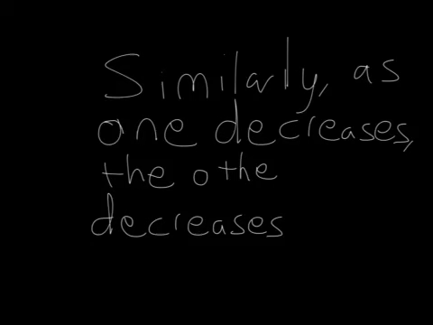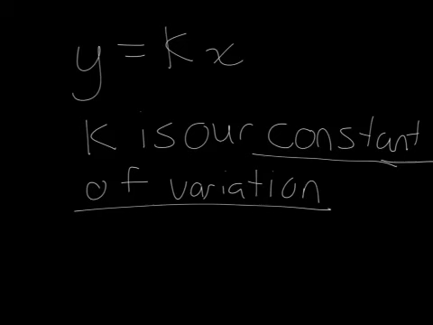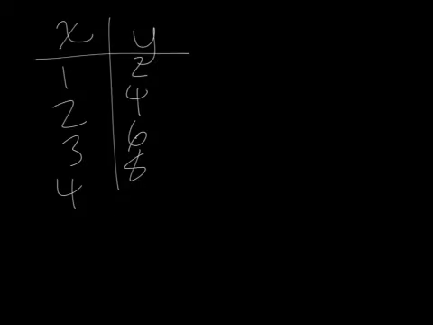And similarly, as one thing increases, the other increases. As one thing decreases, the other one is going to decrease. So our standard equation for direct variation is going to be y = kx, where k is our constant of variation, and y and x are just variables that we can use.